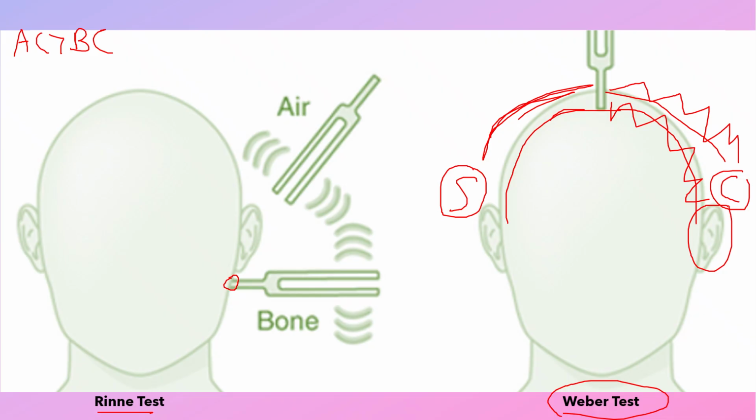And then we're going to take that tuning fork and remove it from the mastoid process and hover it over to the external auditory canal on the outside of the ear, and then ask them, do you hear it now? A normal response would be they would say yes, because air conduction is better than bone conduction. So once you moved it from here to here, they should still be able to hear it in the air, and that's usually a normal response.